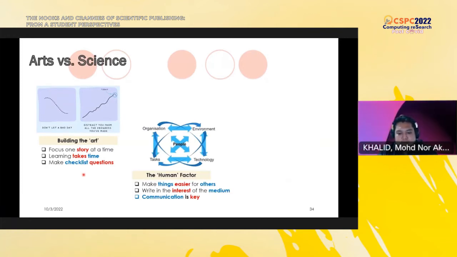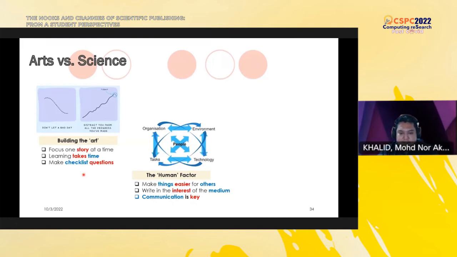And then the human factor. You need to understand that in order for your publication to be published, you need to make things easier for others as well. You need to understand the reviewer as well. Let's say the reviewer comments on this, don't reply harshly. Try to be knowledgeable. Try to reply properly and courteously. Then they will respond in a good way as well.